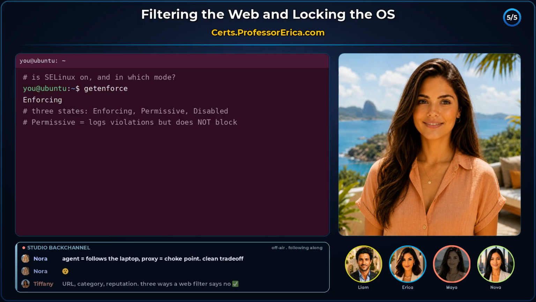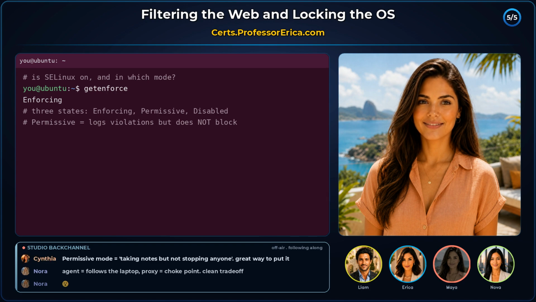That word enforcing is the one to remember. Only in enforcing mode does SELinux actually deny a violation. Permissive logs what it would have blocked, but lets it through. Useful for testing, and disabled turns it off entirely.